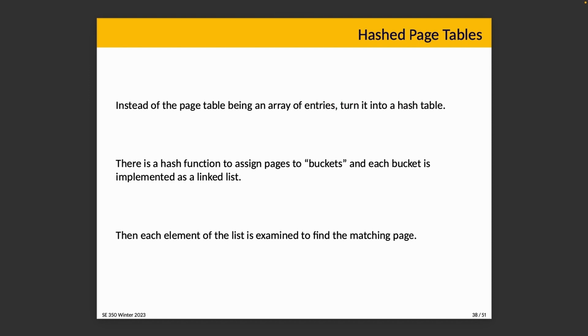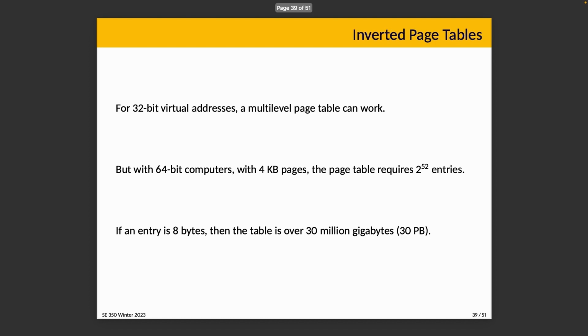Next idea, hashed page table. So instead of just having a big array of entries, you turn it into a hash table. There's a hash function that assigns pages to buckets, and each bucket is implemented as a linked list. And then when you search for the particular page, you calculate which bucket it's in, and then you search the linked list to find what you're looking for. It's not too complicated. It would get the job done.